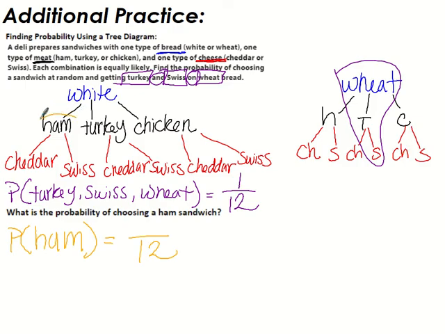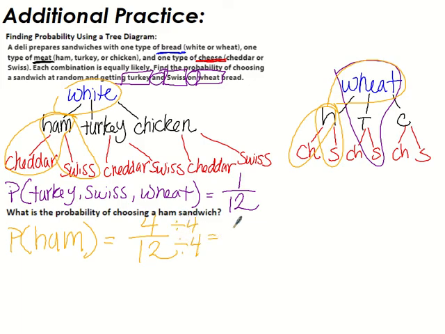So I have a ham sandwich with cheddar and white bread, but I also have a ham sandwich with Swiss and white bread. And then over here, I have the same thing, but with wheat bread. So I have 1, 2, 3, 4 ham sandwiches, either with white bread or wheat bread, and cheddar and Swiss. Now we always have to reduce, so I'm going to divide this by 4. And we will get 1 over 3. And that's how we use a tree diagram.